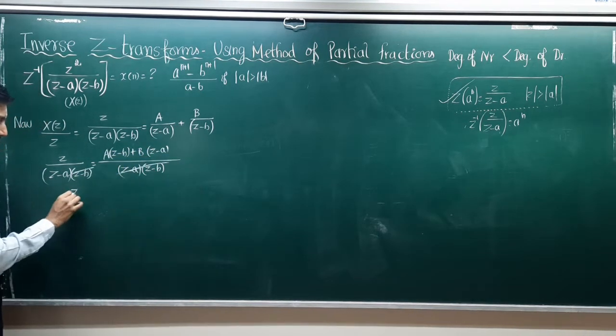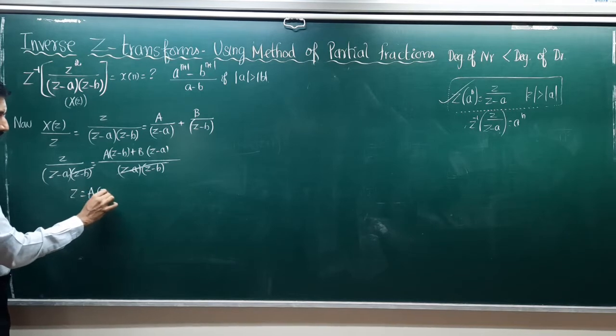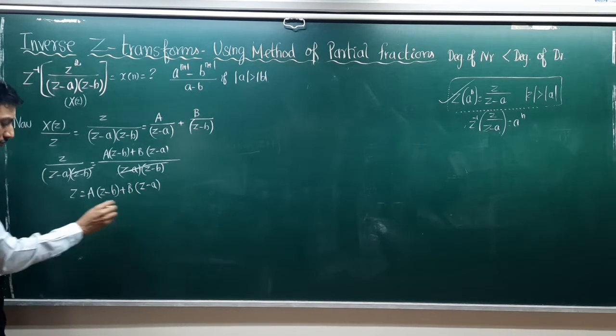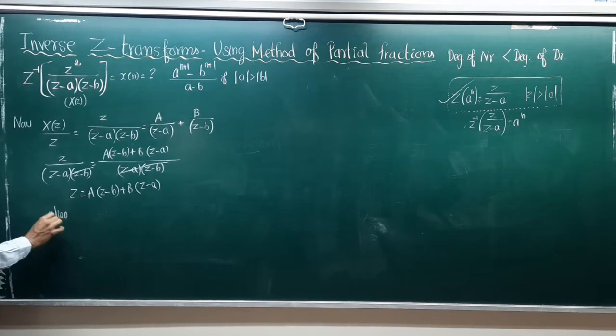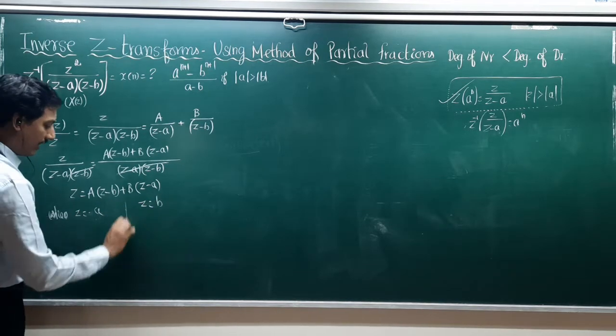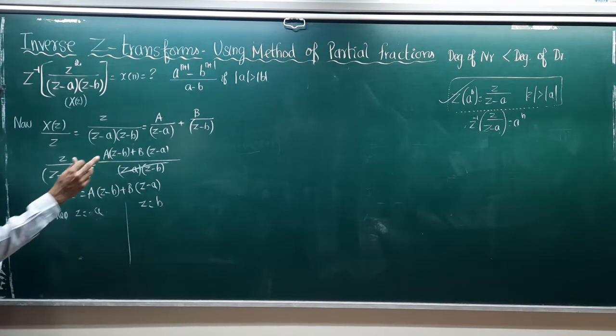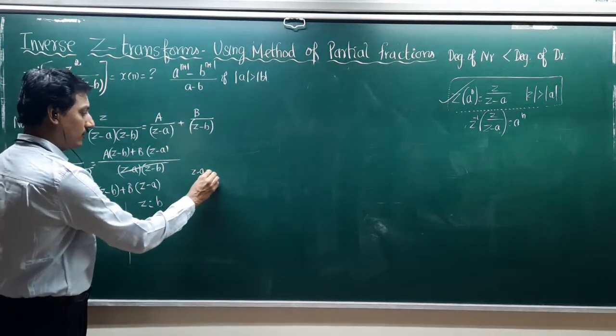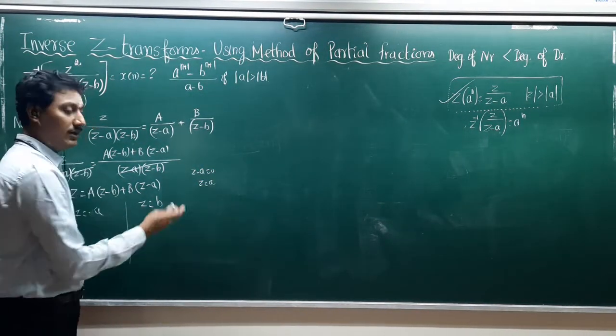So after cancellation of this, we get z is equal to A into z minus b plus B into z minus a. So there are two possible cases: z equal to a and z equal to b. Because z minus a and z minus b are the factors, z minus a equal to 0 means z is equal to a. Similarly, z is equal to b.